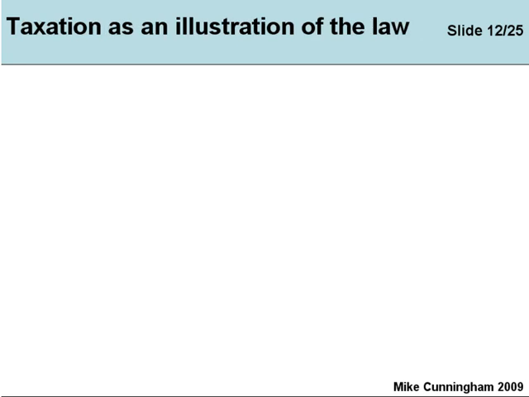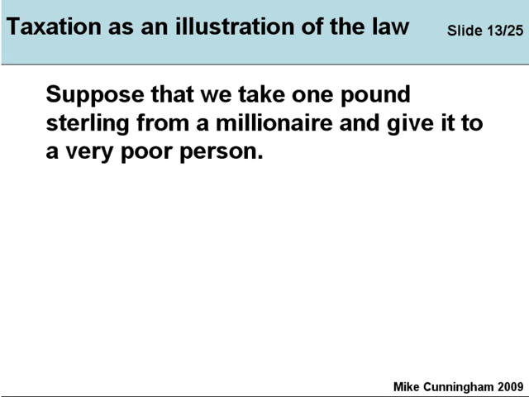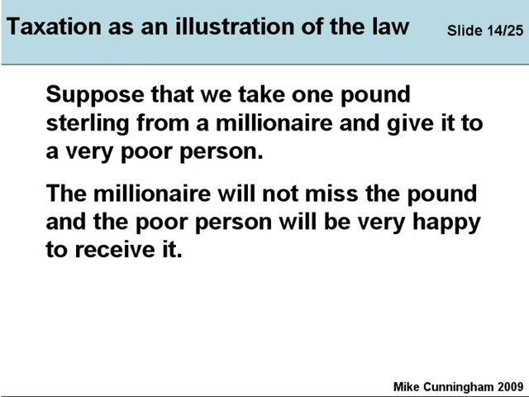Now let's look at taxation as an illustration of this one. Suppose that we take £1 sterling from a millionaire and give it to a very poor person. So we're taking £1 from a very rich person and giving it to a very poor person. The millionaire won't miss the £1 so much, but the poor person will be very happy to receive it. So the rich person loses something quite small to him or to her, loses £1, and the poor person gains £1.